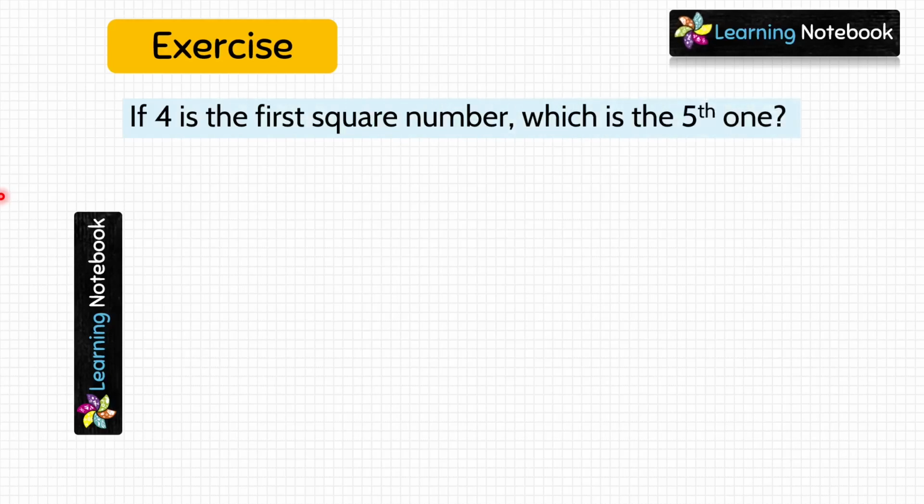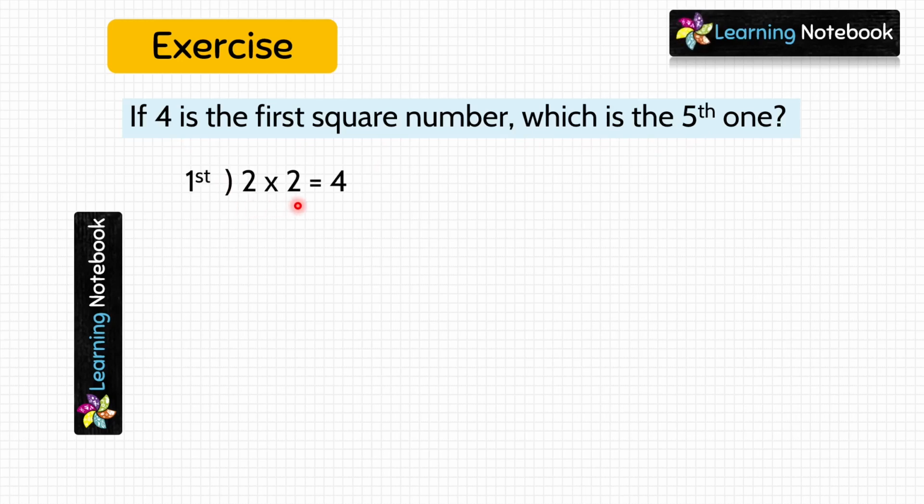Next question. If 4 is the first square number, which is the fifth one? So here it is given, if 4 is the first square number, which will be the fifth square number? So let's write. First square number is 4.